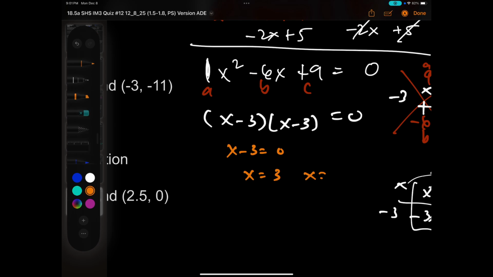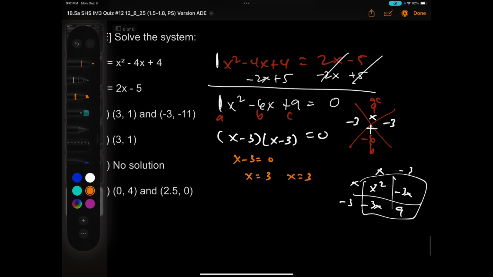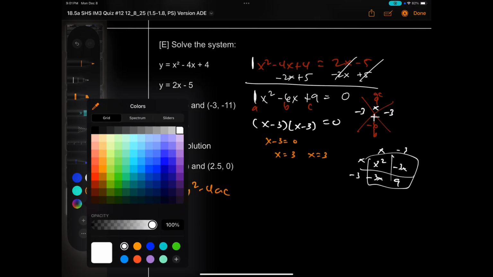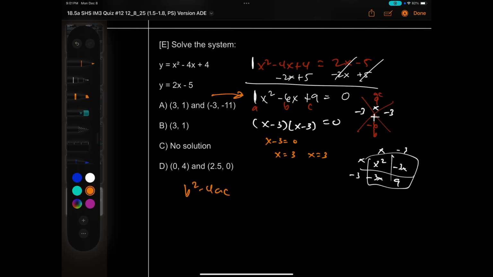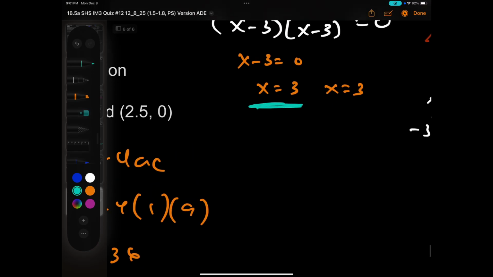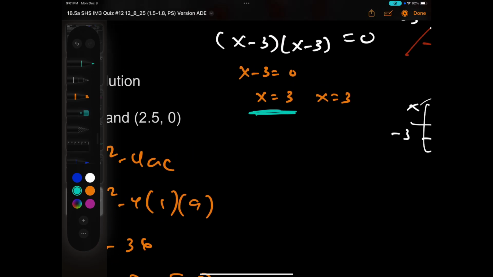Okay, so you should recognize that your answer is just 3, but there's only one solution. And the reason why is if you did the discriminant, let's do the discriminant, back of the original equation up here, negative 6 squared minus 4 times 1 times 9, 36 minus 36, so that is 0. 0 equals 0 means one solution. So this here in blue matches this.